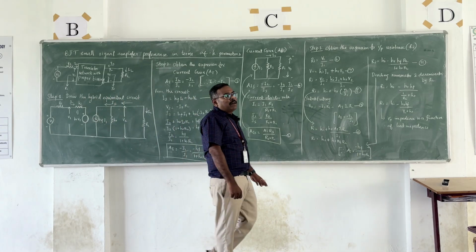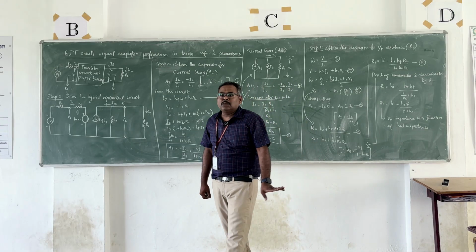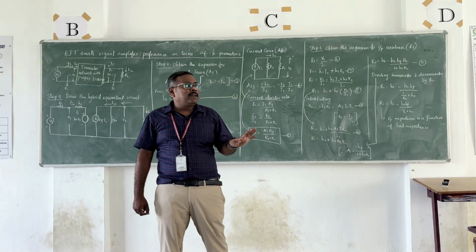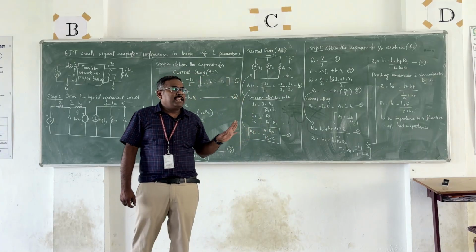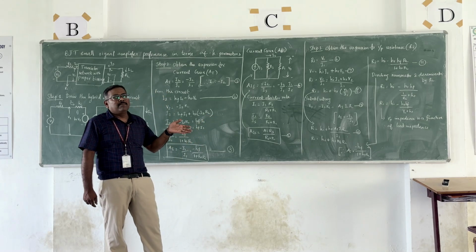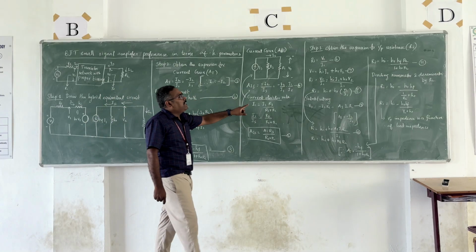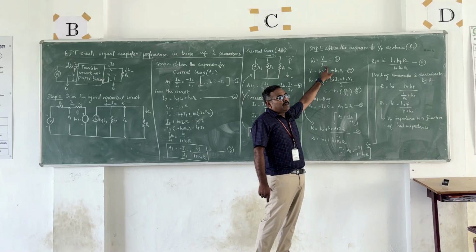So we know the formula for resistance using Ohm's law. Ohm's law formula is V equal to I into R. From that we convert: resistance is equal to V divided by I. Here we are calculating the input resistance. That's why we are indicating V1 divided by I1.